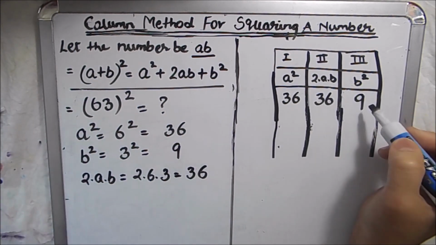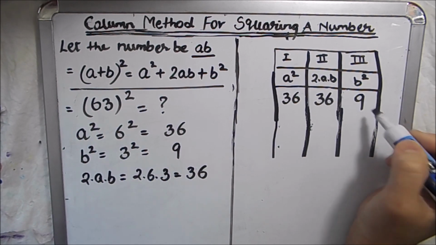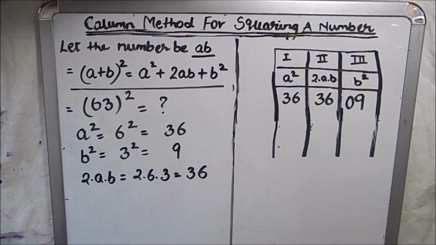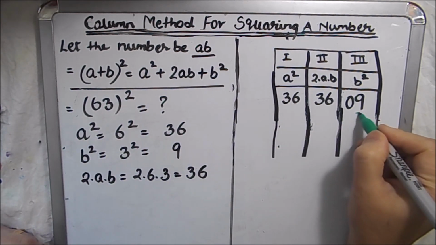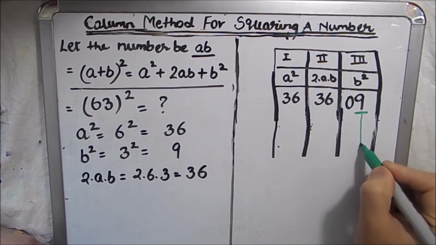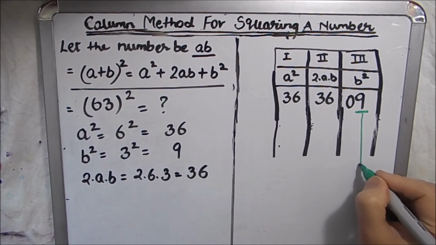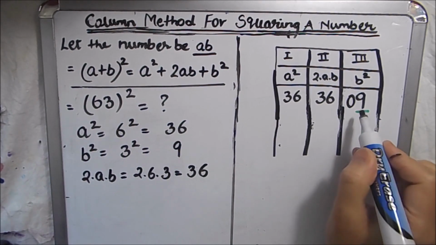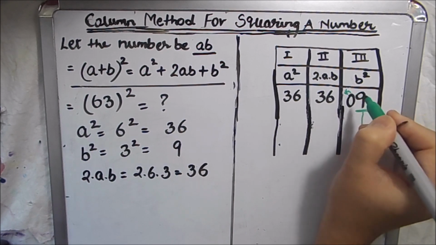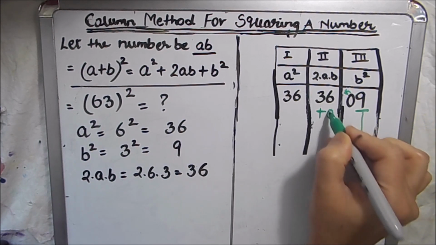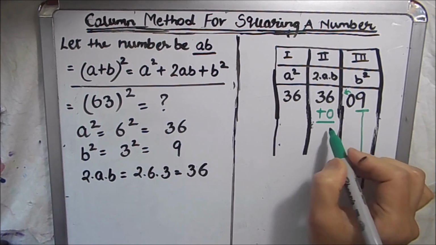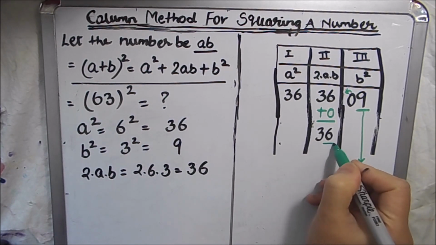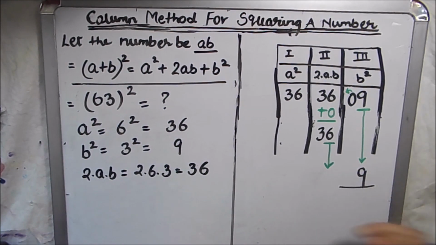See here that there is no tens digit on the b² term, so we can write 0 here. So the first step is to write the terms, and then this 9 comes as is in our final answer. Now as there is no tens digit, we'll add 0 here, so plus 0. So here we are going to get 36, so we'll take the ones digit, 6, as is in our answer.